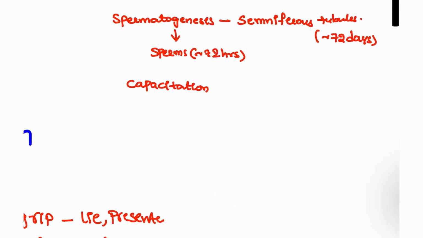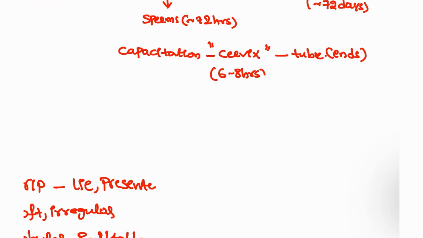Capacitation usually happens where, guys? At the cervix region. Okay, it will start in the cervix and end in the fallopian tubes. And how about the capacitation time? Capacitation time is 6 to 8 hours. Okay, capacitation time is 6 to 8 hours.